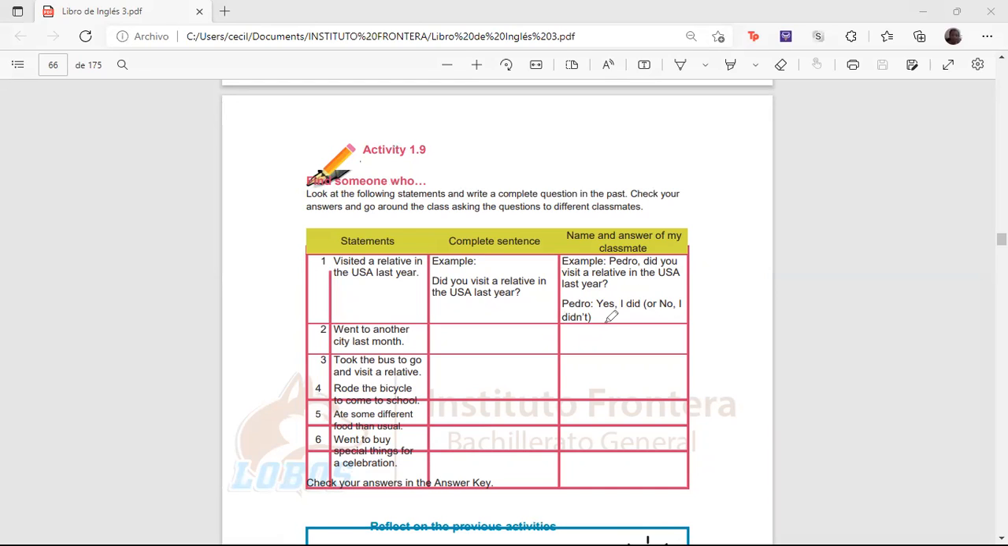Okay. Now, make the other ones. Went to another city last month. Using, and remember the used to, didn't, and did not, which one applies with these other ones?